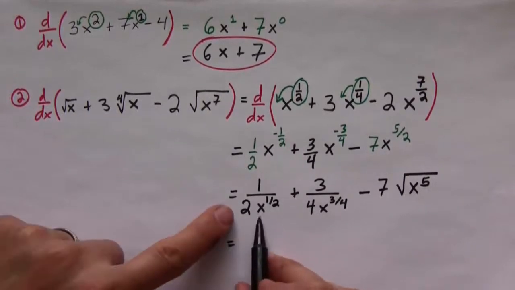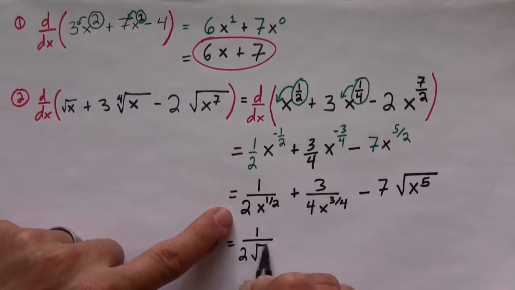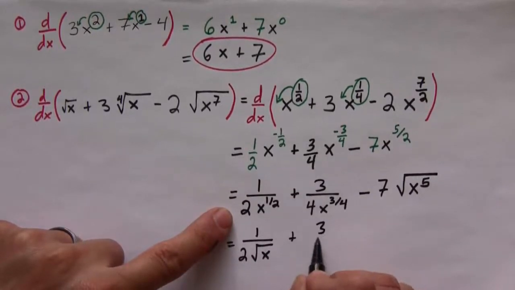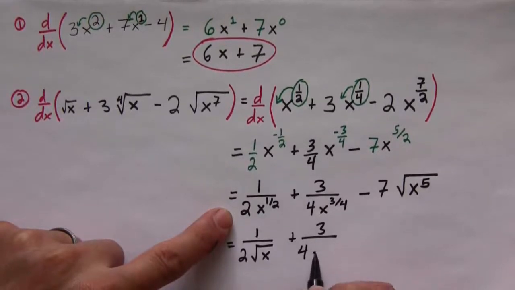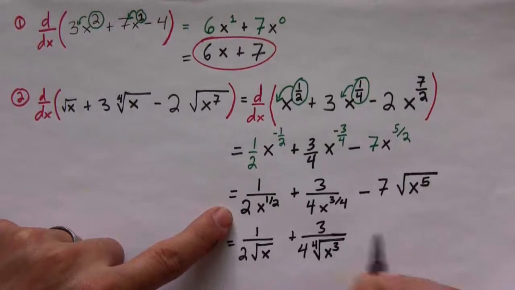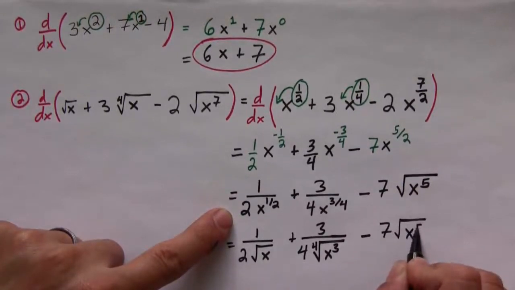And the last thing, we can rewrite this as a root: 1/2 square root of x plus 3/4 4th root of x to the 3rd, and then minus 7 square root of x to the 5th.